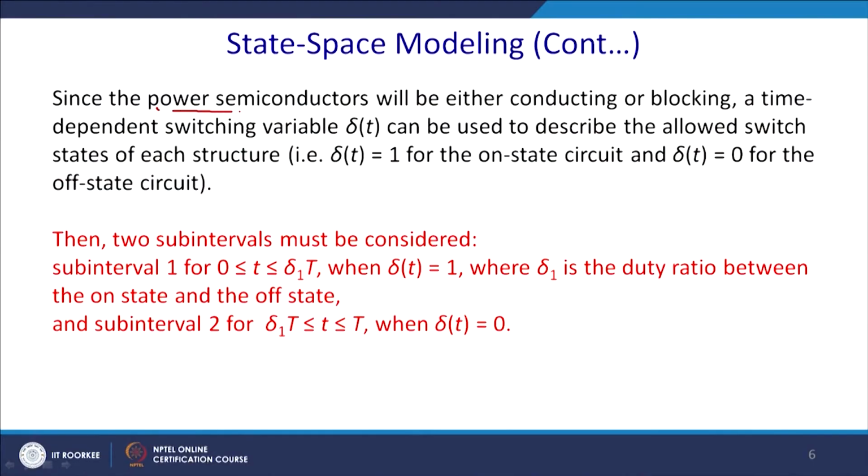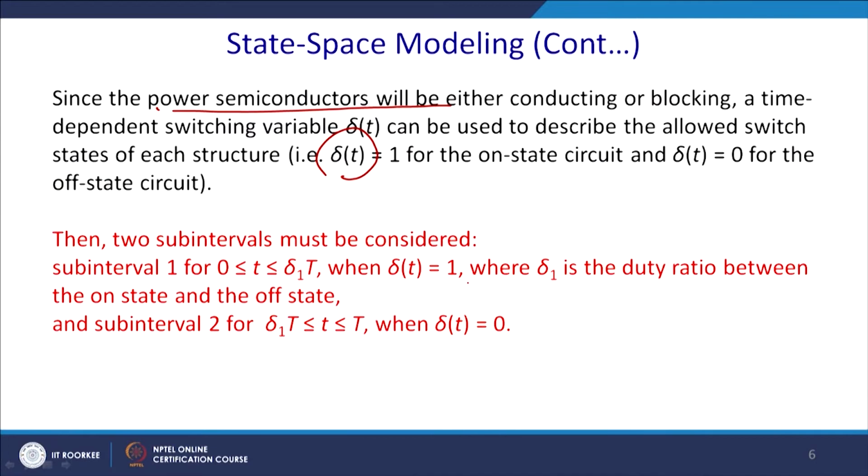Since power semiconductors will be either conducting or blocking, a time dependent switching variable delta t can be used to describe the allowed switch state of each structure. So, delta t equal to 1 for the on state and delta t equal to 0 for the off state of the circuit. Then two subintervals must be considered. For interval 1, t greater than 0 and less than delta 1 into T, which is basically 0 to t on, in other words, delta t equal to 1, where delta 1 is the duty ratio between on state and off state. And again, subinterval 2 is from delta 1 T less than t and less than T, where delta t equal to 0.